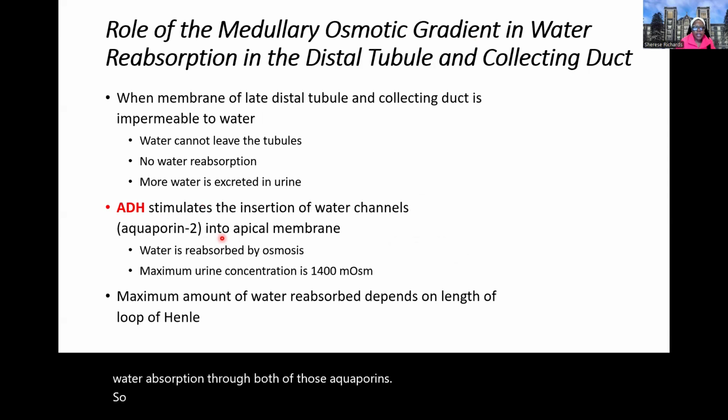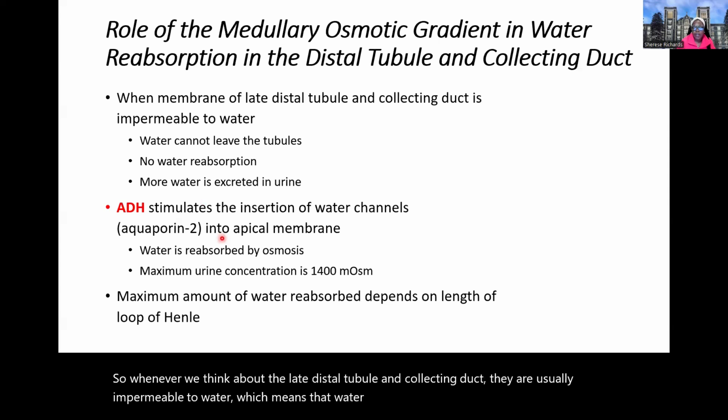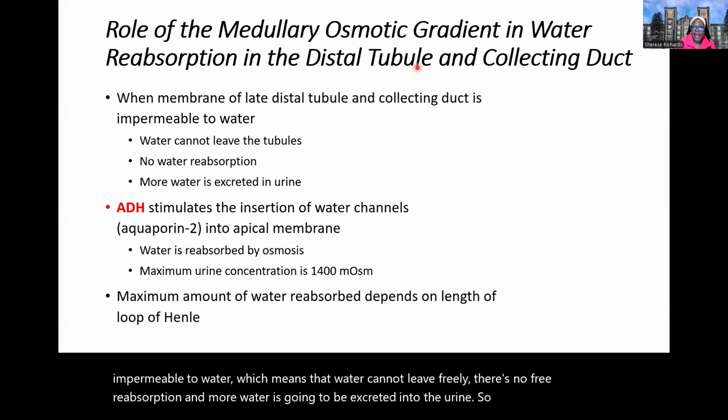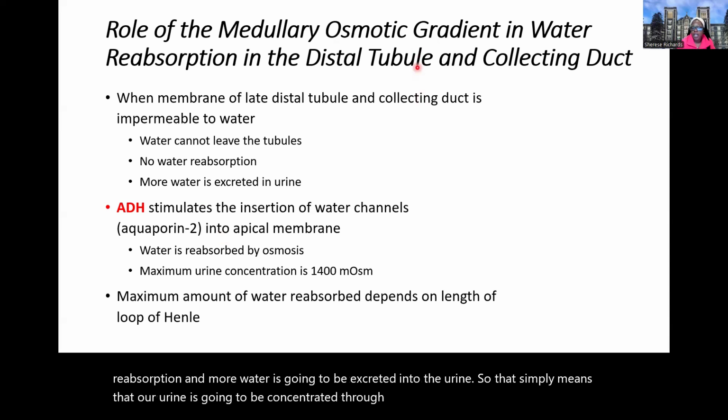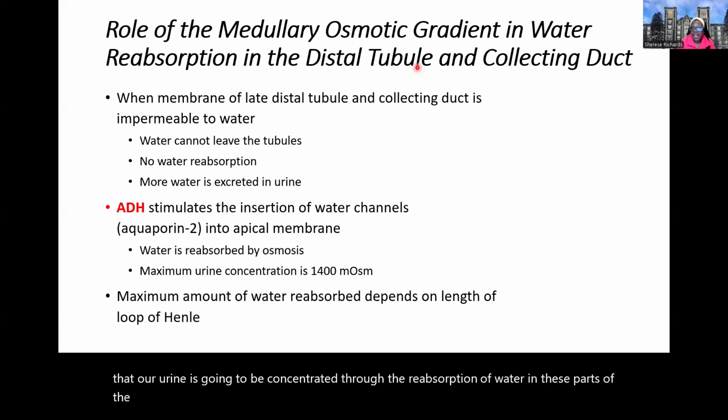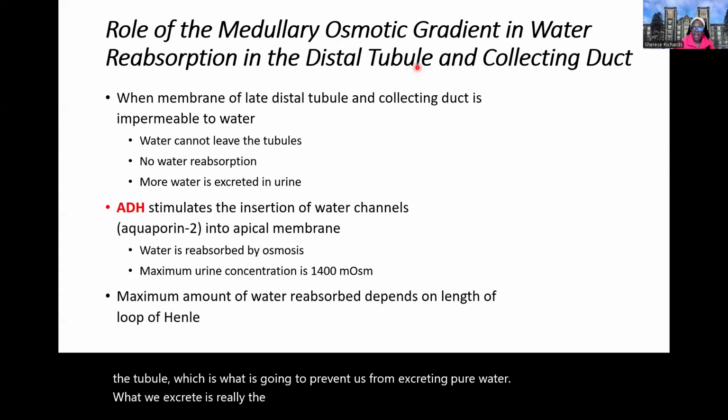So whenever we think about the late distal tubule and collecting duct, they're usually impermeable to water, which means that water cannot leave freely. There's no free reabsorption, and more water is going to be excreted into the urine. So that simply means that our urine is going to be concentrated through the reabsorption of water in these parts of the tubule, which is what is going to prevent us from excreting pure water. What we excrete is really the dissolved solutes in a very concentrated filtrate, which is what we know as urine.